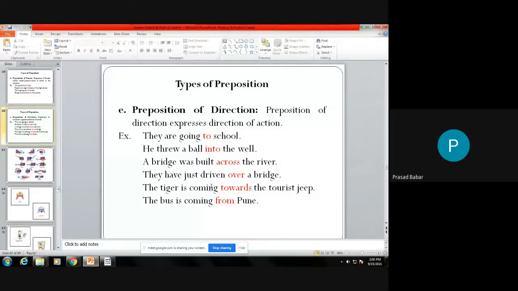So we were at the second example. He threw a ball into the well. So into here is working as a preposition of direction. Then the next, see the third example. A bridge was built across the river. Here, across is the preposition of direction. In what direction was that bridge built? It was built across the river, over the river. So across here works as a preposition of direction.